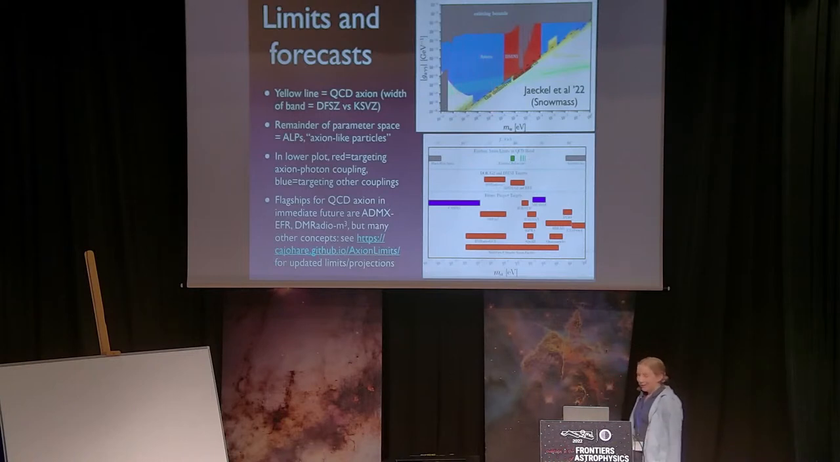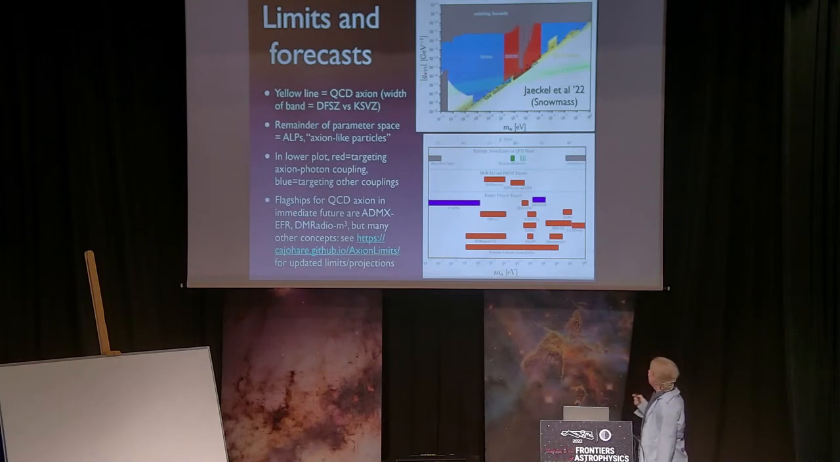The blue region is what you might be able to get to if these experiments work and go to plan. At the low end, this is mostly a significantly scaled up version of DM Radio. At the high end, there's a whole ensemble of other strategies to try to get to the QCD axion.